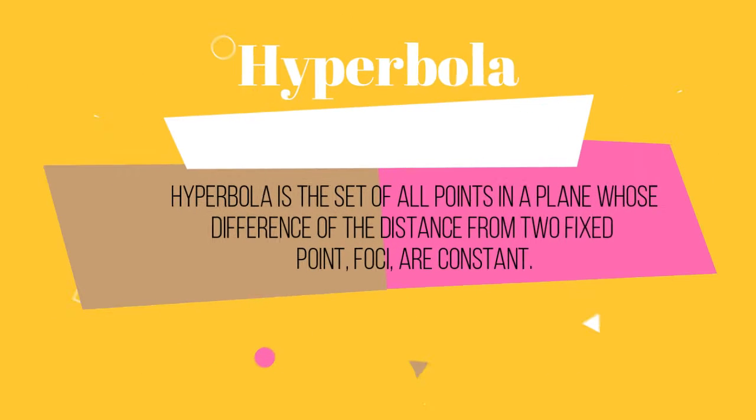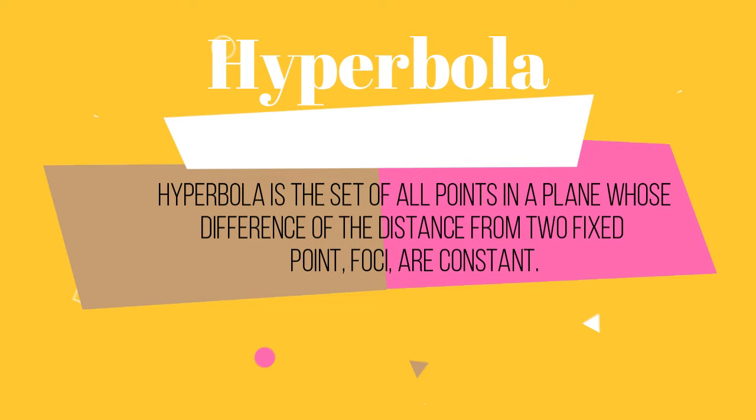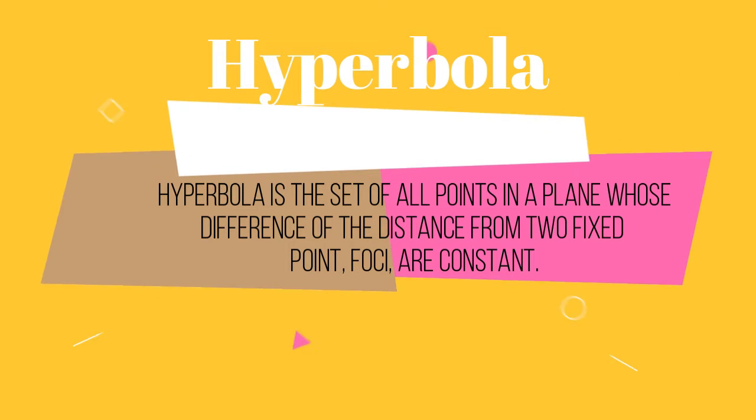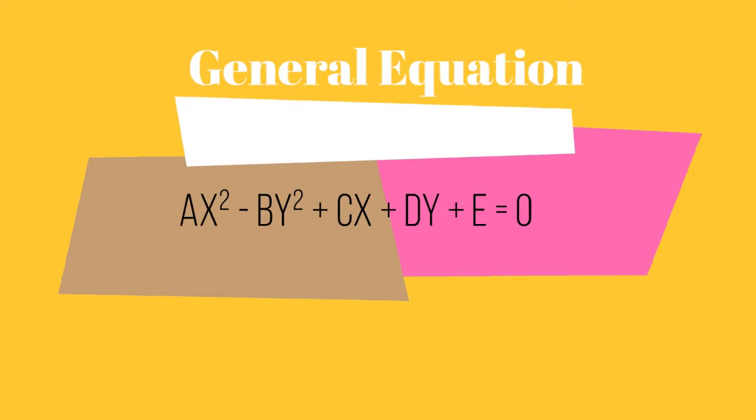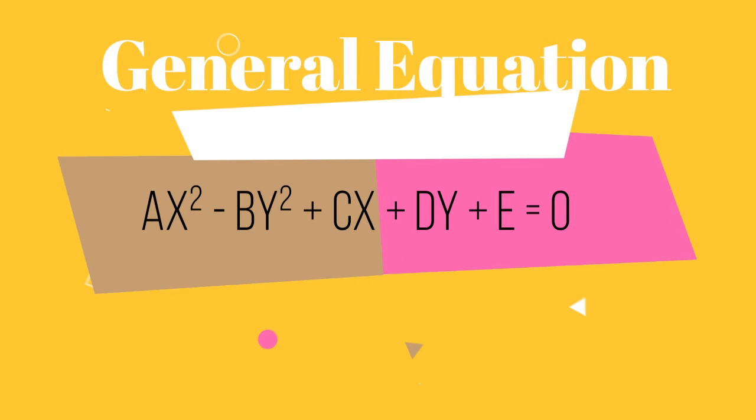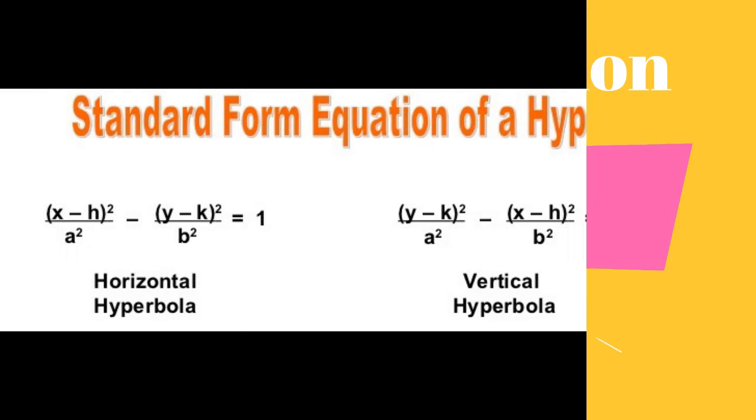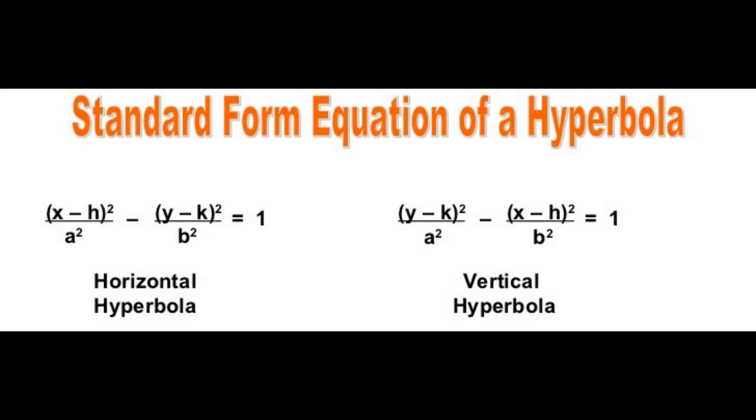A hyperbola is the set of all points in a plane whose difference of the distances from two fixed points, the foci, is constant. The general equation for a hyperbola is ax squared minus by squared plus cx plus dy plus e equals 0. The standard equation for a hyperbola is quantity x minus h squared over a squared minus quantity y minus k squared over b squared equals 1 if the hyperbola is horizontal.